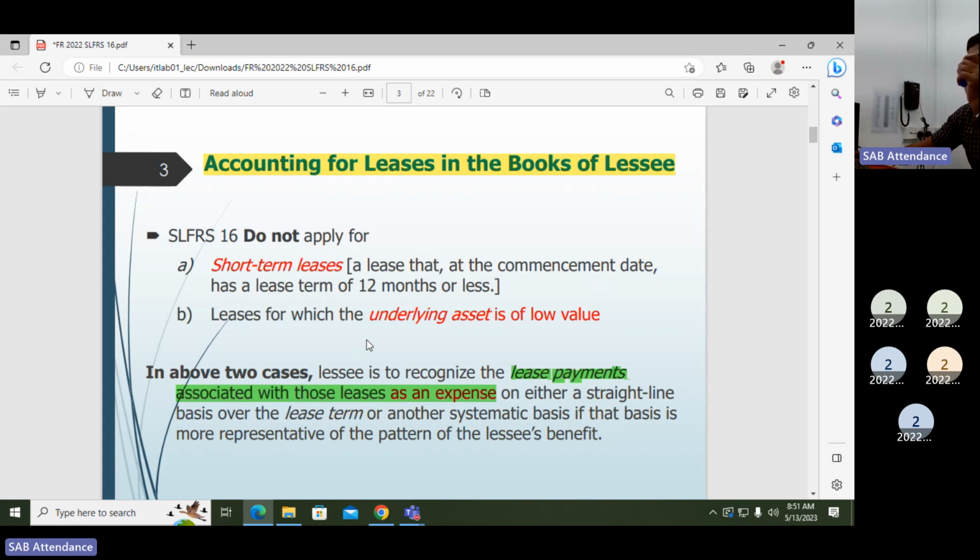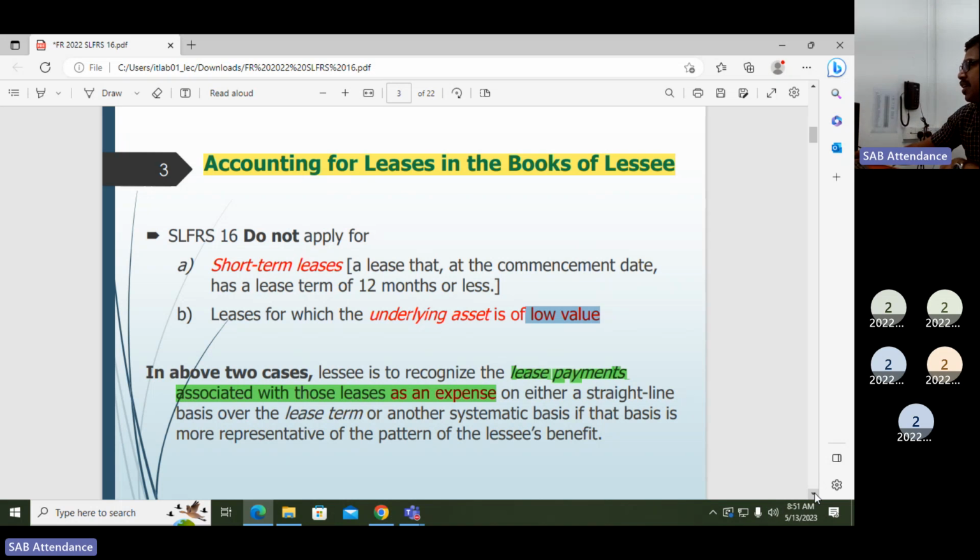Or where the lease is for a very low value item. The standard doesn't define what is low value, right? That is a judgment based on the size of the business. You may lease certain small equipment, but in most cases those are for less than 12 months. But even beyond 12 months, if you lease some small value equipment, then you can take the lease rental payment made as an expense.